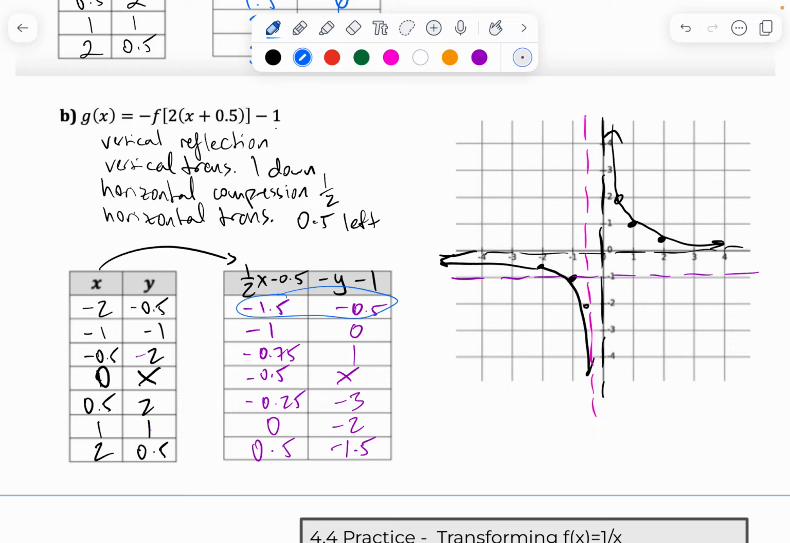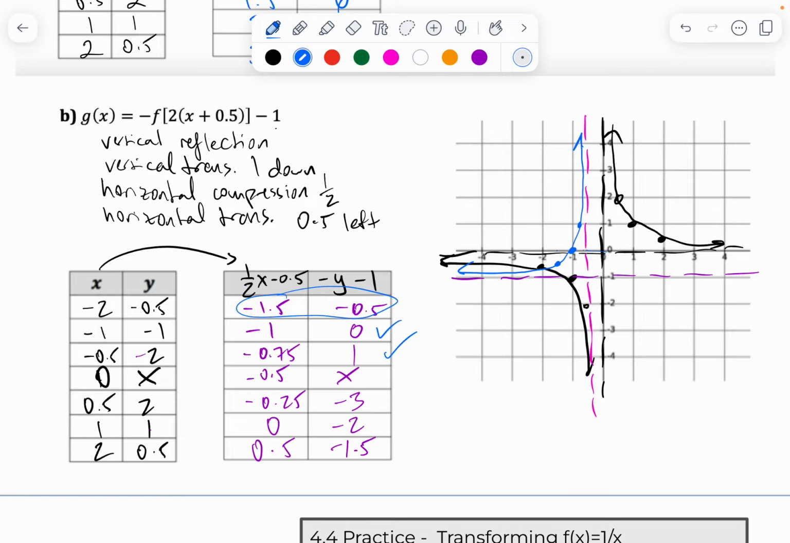So negative 1.5, negative a half. Negative 1, 0. And then negative 0.75, 1. Okay, so that makes sense. Here we're getting close to this asymptote, and here we're getting close to that asymptote. Okay, so those 3 points work.